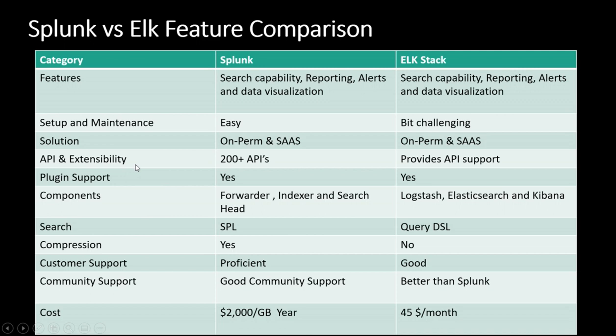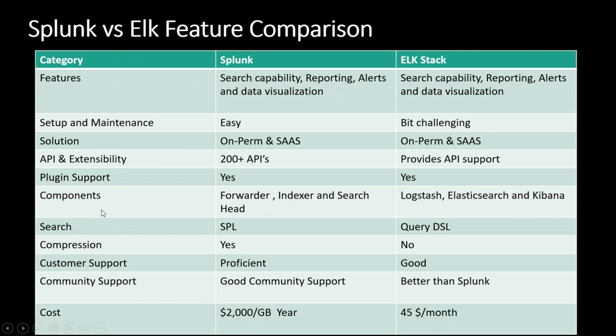When it comes to API and extensibility, Splunk has about 200 plus APIs already developed, whereas ELK also has API support, but it is still in development. We have some APIs, but it needs some improvement. Whereas for plugin support, Splunk has around 1000 plus apps which are categorized into DevOps, IT support, IT security, whereas ELK stack has plugin support, but that is not as extensive as Splunk.